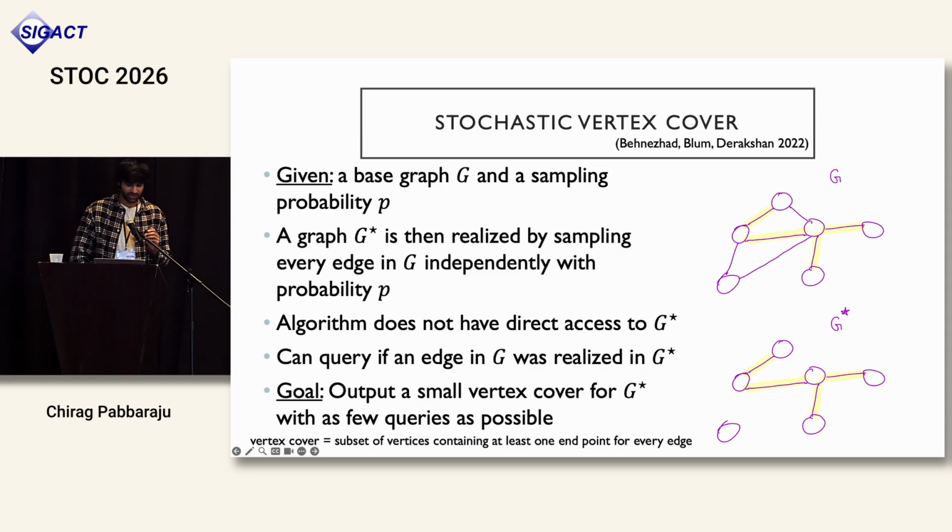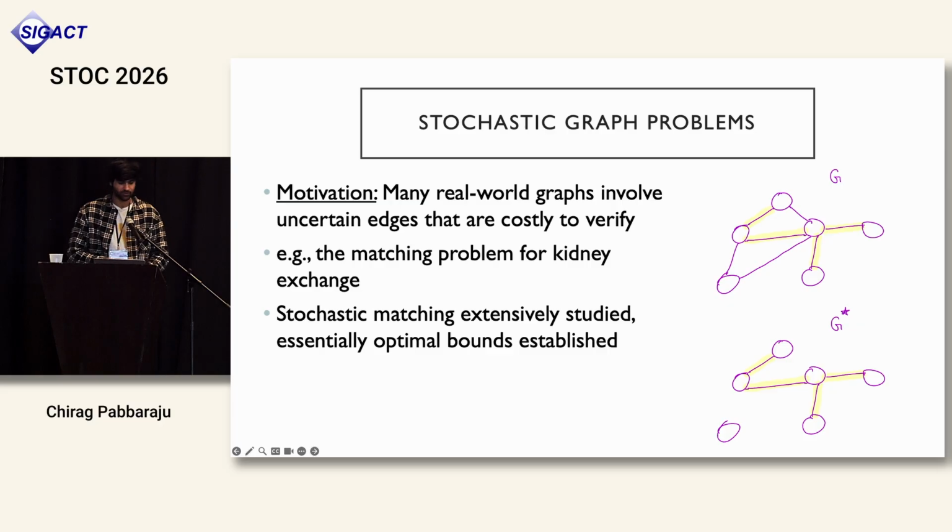And just to make sure that we're all on the same page, a vertex cover is a subset of the vertices such that every edge in the realized graph is incident to at least one vertex in the vertex cover, in whatever we output. So in this realization of the graph, those two green vertices constitute a vertex cover because they cover every edge in the realization. So that's the stochastic vertex cover problem.